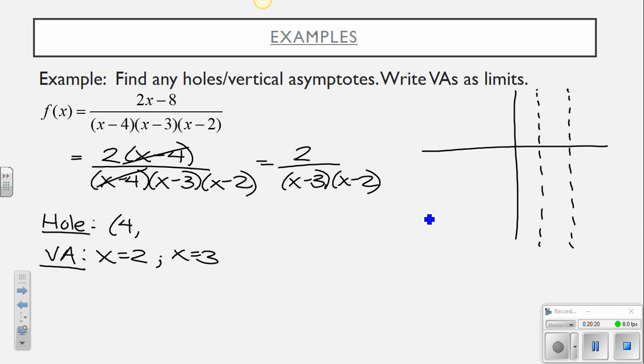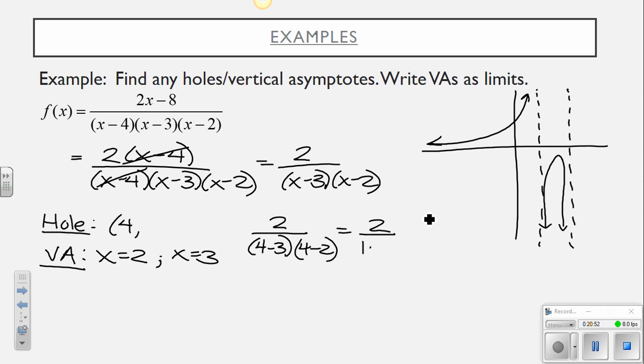All right, so let's sketch what we have there. It should be like this, and then I have something like this. And then over here at 4, do you guys see here at 4? That's going to be part of this right branch, correct? Where's that hole going to occur? How can I figure out where that is? I need to plug that into my simplified expression, right? So I need to do 2 over 4 minus 3 and 4 minus 2. So that's going to be 2 over 1 times 2, which is 1. So you guys okay with my hole being at 4, 1?